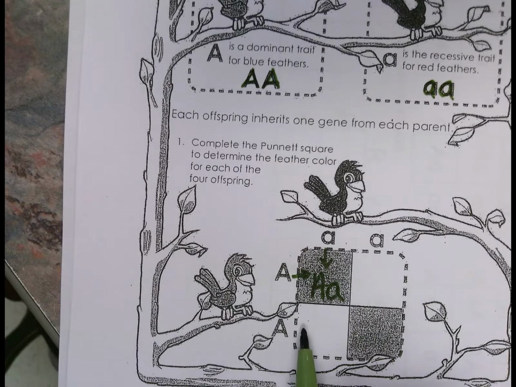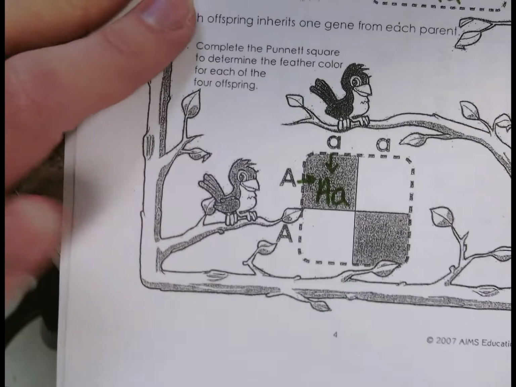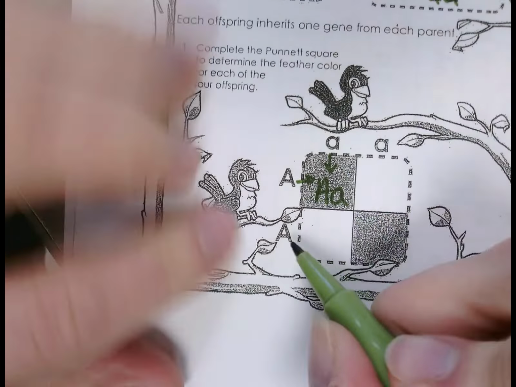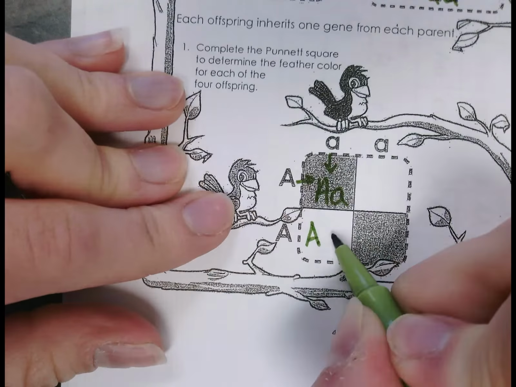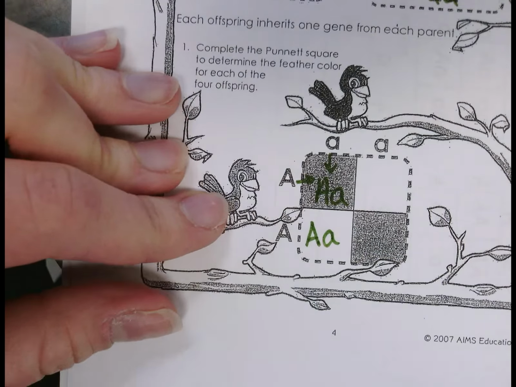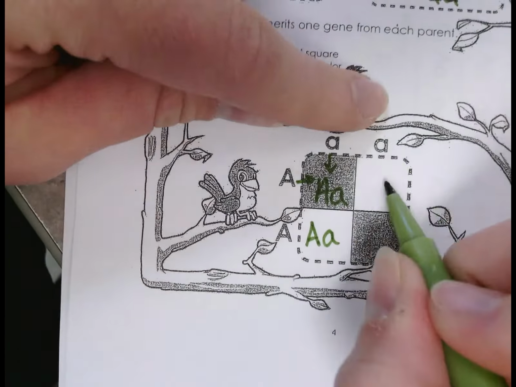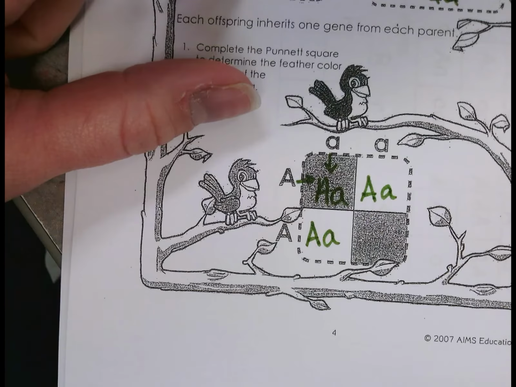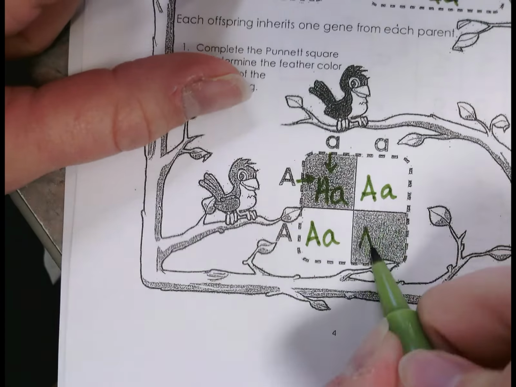Now for the second box down here, same thing. You are going to take this one and this one. So you're just kind of combining them. So this is big A, little a. And for this box over here, you're going to combine that one with this one. So big A, little a. And then for this last box, combine these two, big A, little a.